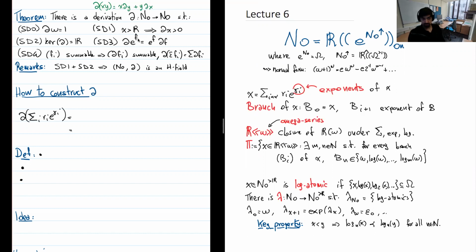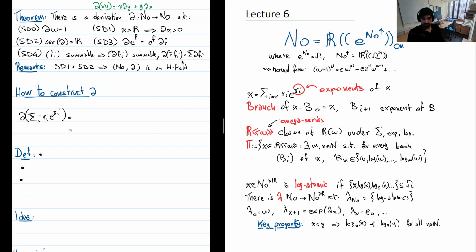So the derivative of e to f is e to f times the derivative of f. And the hardest property to enforce: whenever you take a summable family of surreal numbers, then the family of the derivatives is summable, and the derivative of a sum is the same as the sum of the derivatives. This is a strong property.